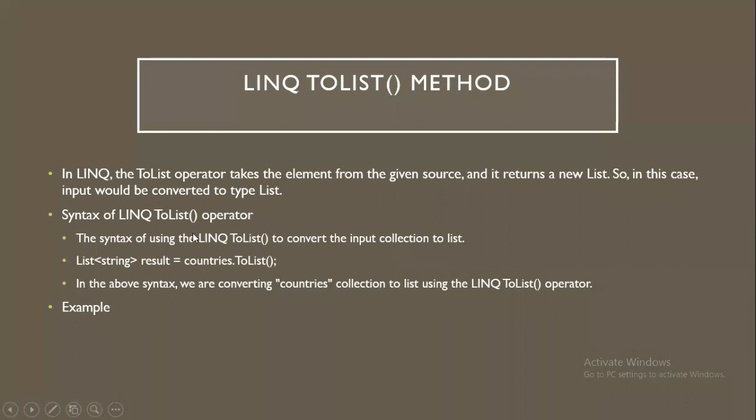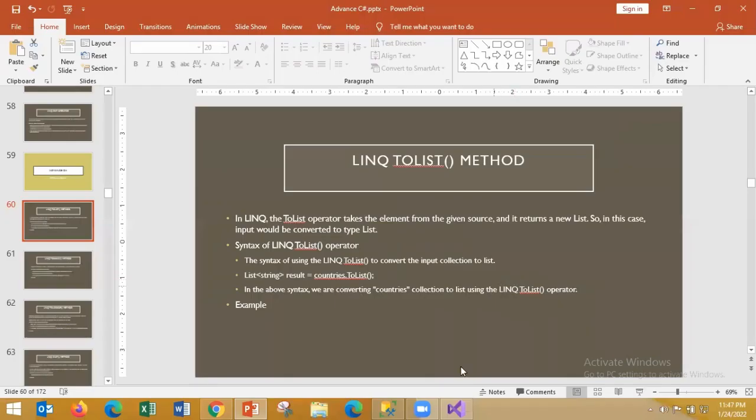So the syntax basically which is used is, you can see if you have countries, which can be an array, you can convert it to a list. And the ToList method returns a list of generic type. You can see that. So in this above syntax, we're converting the countries collection to a list using the ToList operator of LINQ. We can see an example of it.